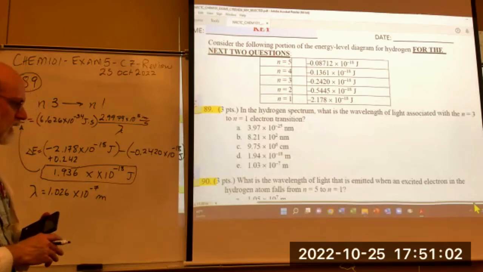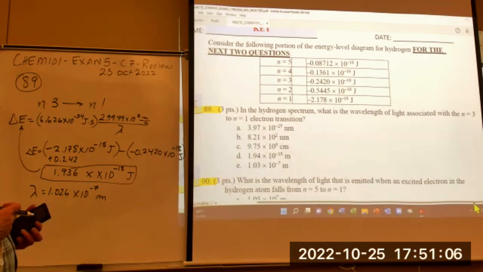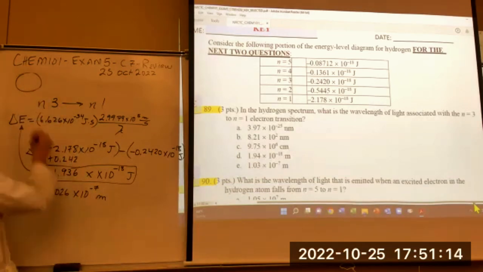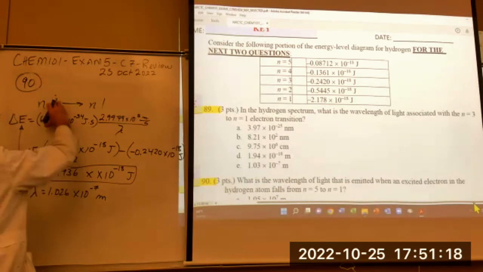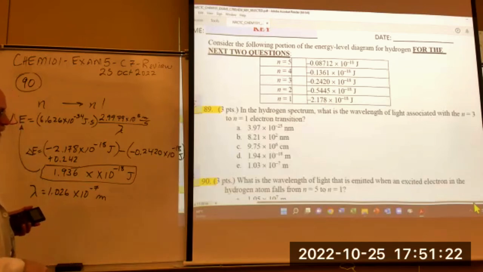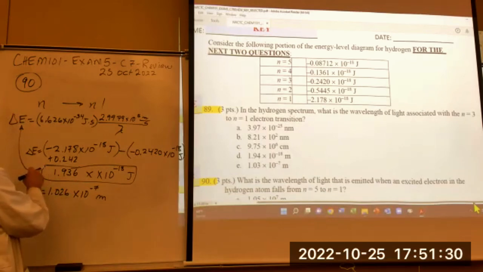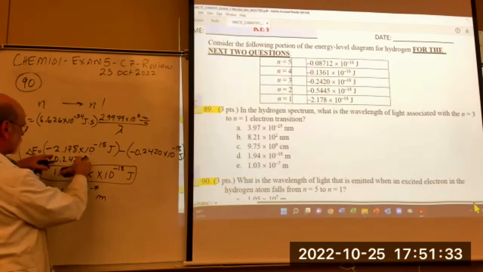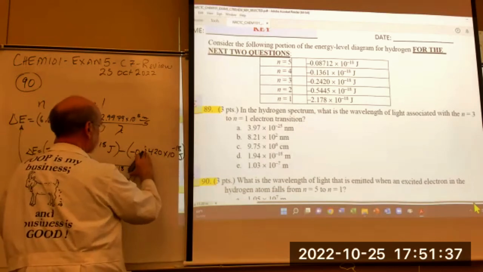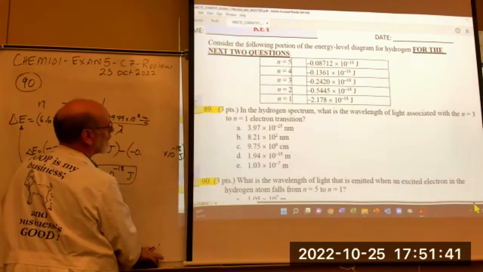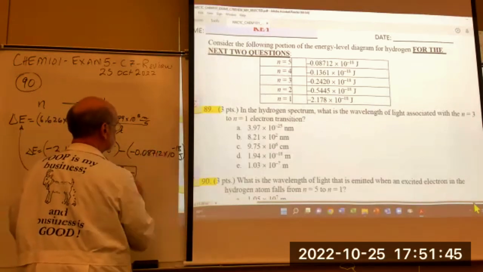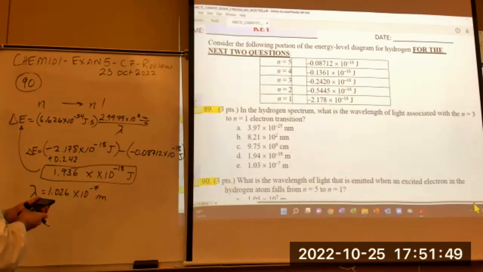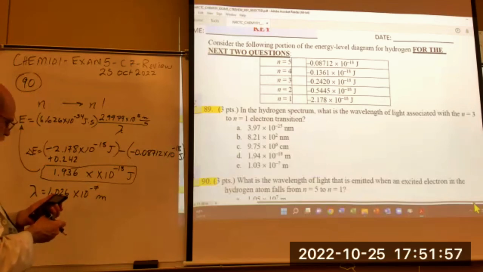Okay. What's the wavelength of light that is emitted when an excited electron in the hydrogen atom falls from N5 to N1? Right? It's the same approach. But now we're going from 5 to 1. I'll scroll for the answers in a minute. If we go from 5 to 1, then this one is 1, we need 5 here. 0.08712. So let me put that one in. 2.178 and 0.08712. And that's 2.0909.